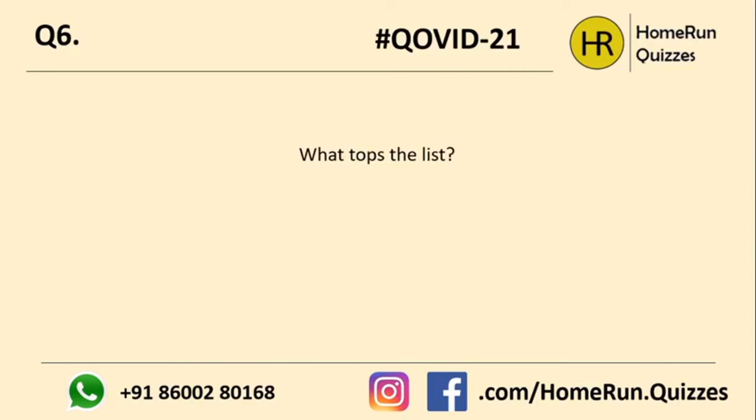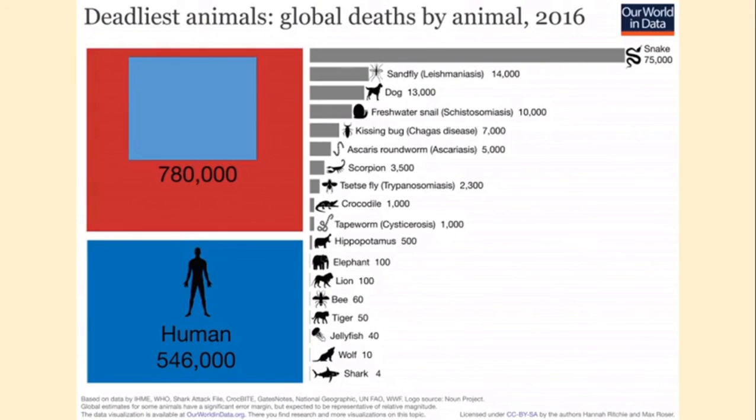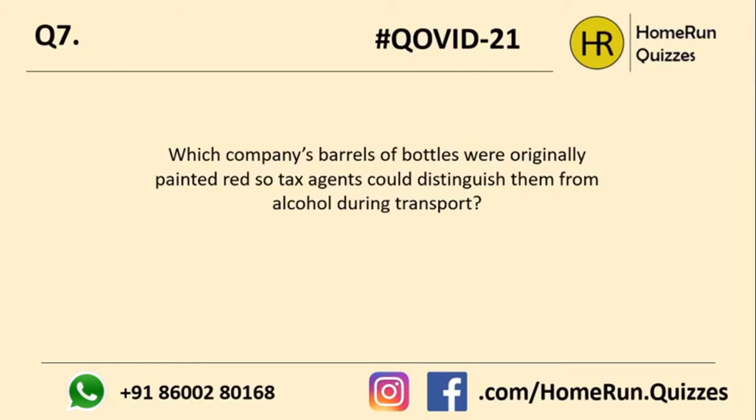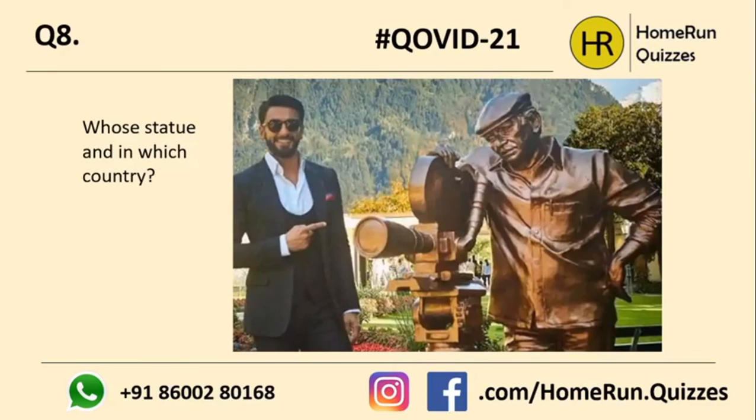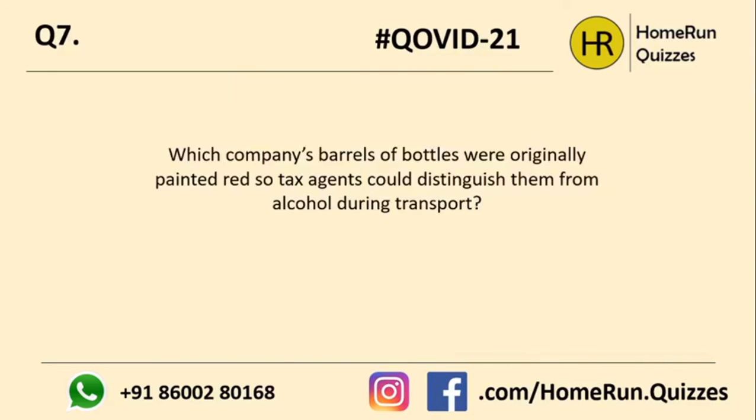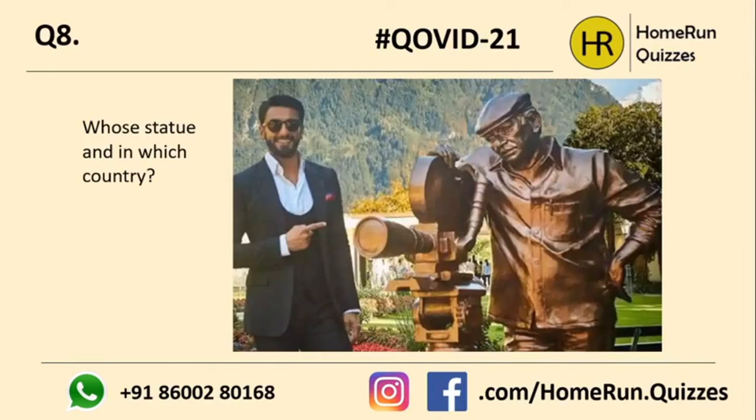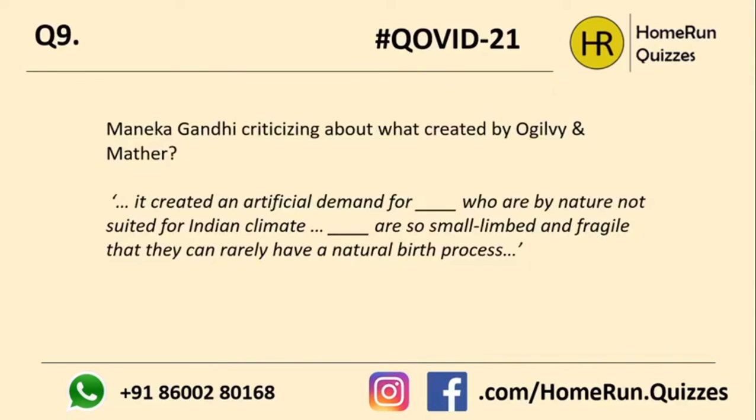Question 6. Who tops this list? The list is about the deadliest animals in the whole world. Question 7. Which company's barrels or bottles were originally painted red so that the tax agents could distinguish them from alcohol during transport? Question 8. Whose statue is this, and which country would you be in if you see him? Question 9. Maneka Gandhi criticized what creation by Ogilvy and Mather, saying that artificial demand for this thing was created and that it was not suitable for the Indian climate. So what was this?